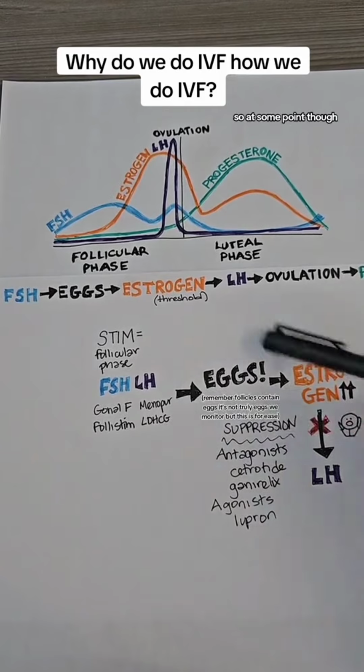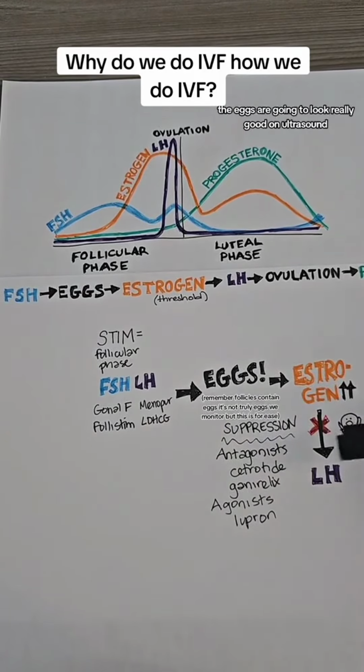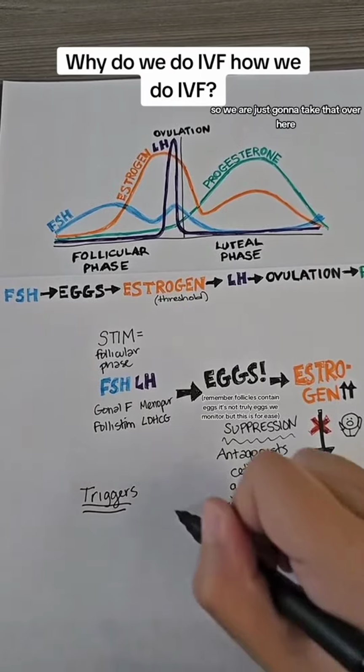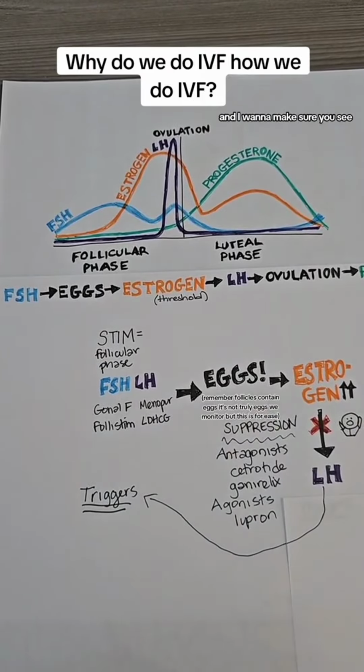So at some point, though, the eggs are going to look really good on ultrasound, the hormone levels are going to look good, and we actually will want ovulation to occur. So we're going to want this LH surge. Problem is, LH is a hormone that goes like that, and we also have been suppressing it, so we need to use something else. So we are just going to take that over here, since there's not enough room and I want to make sure you see.